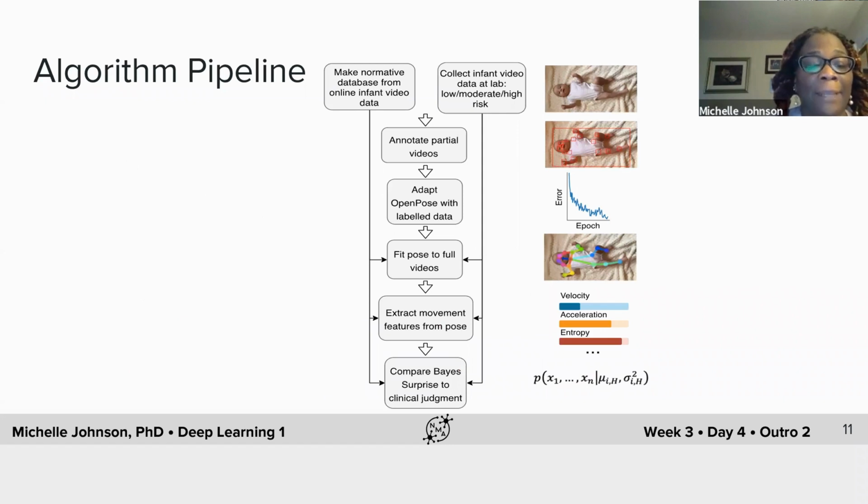This is our pipeline. As you can see with our pipeline, we took the data set, we had to process the data in order to extract the features. Our essential process was that we annotated partial videos. We then adapted and retrained our OpenPose algorithm with the labeled data. We fit the pose to the full video. We then extracted the movement features from the pose and then compared the data set using a Bayesian surprise algorithm. I'm going to walk through this pipeline individually.